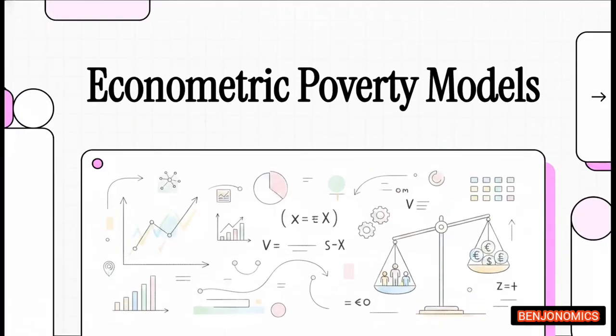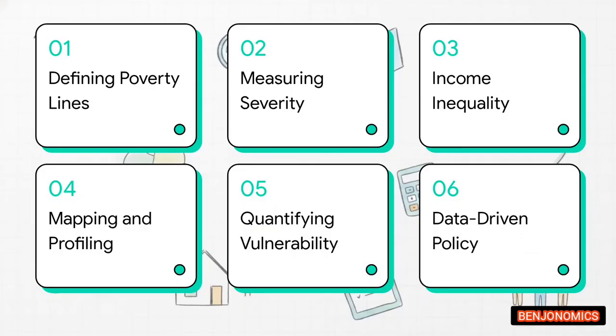We constantly hear that you can't solve a problem if you can't accurately measure it. And when it comes to human welfare, that couldn't be more true. Welcome to this explainer. Today, we are diving deep into a rigorous academic review of econometric poverty models. We're going to pop the hood and look at the exact statistical tools and formulas economists use to quantify poverty, inequality, and vulnerability.